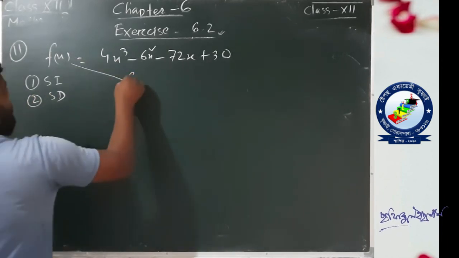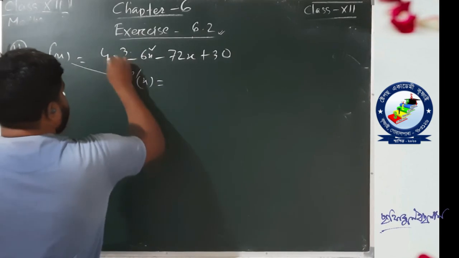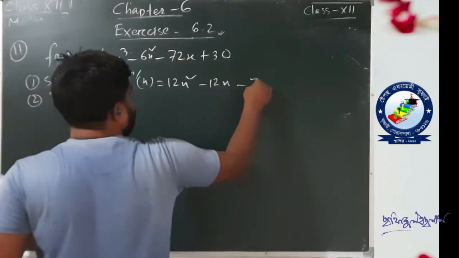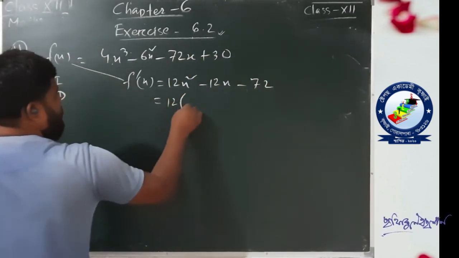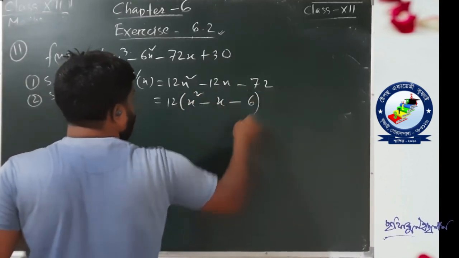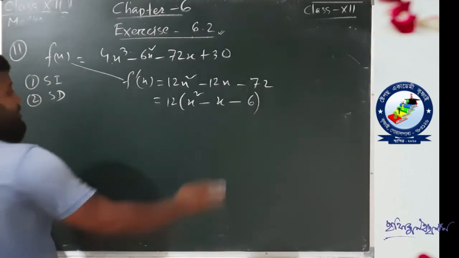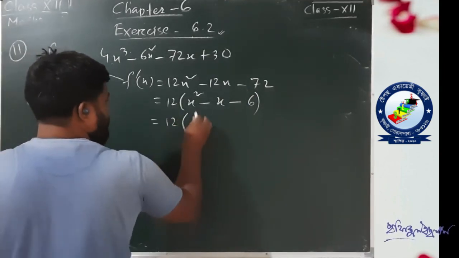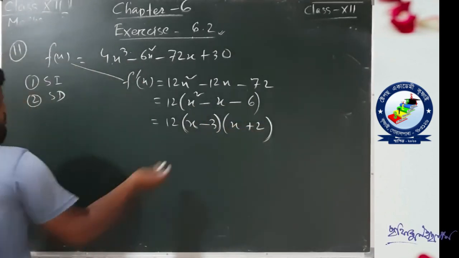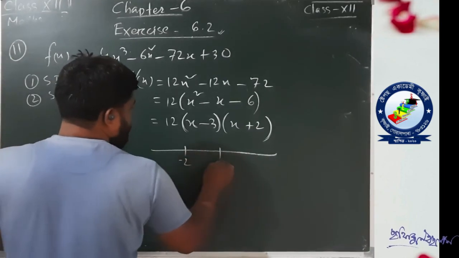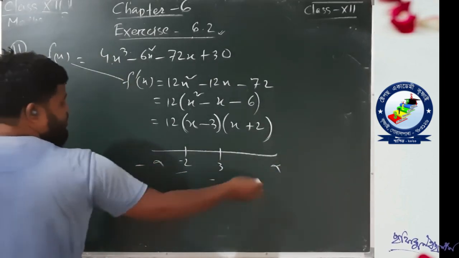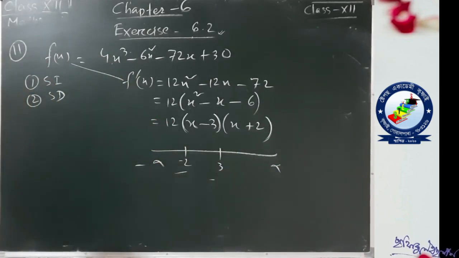So first of all, f dash x is 12x square minus 12x minus 72. 12 we can take out common, x square minus x minus 6. This is the same as the previous one: x minus 3 and x plus 2. So similar means what? The function is again minus 2, 3. So these are the intervals. So it is similar to the previous one, so I hope you can try it.